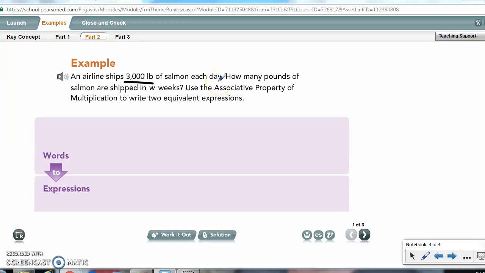Okay, so we know that there's 3,000 pounds of salmon each day. They want to know how many pounds of salmon are shipped in W weeks. Well, we know that there are 3,000 pounds in one day. How can I show how much there are in 1 week? If I multiply it by 1, that will give me 1 day. So let's multiply it by 7 because there are 7 days in a week.